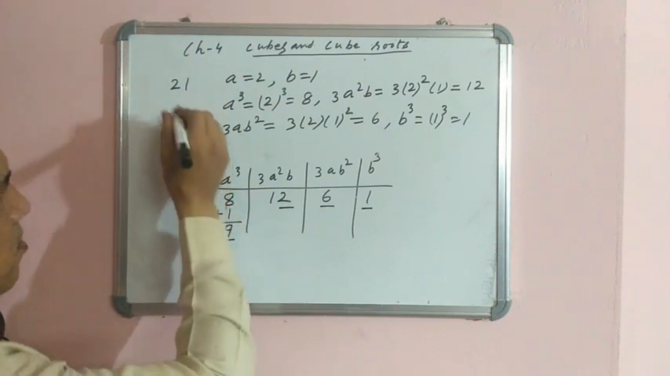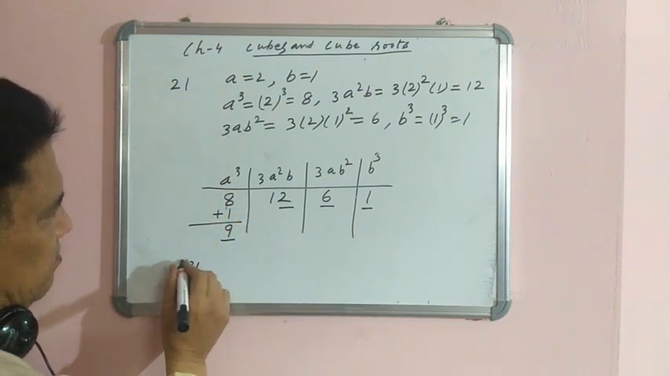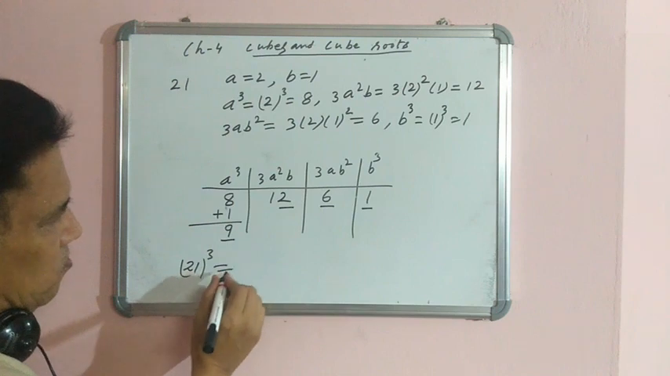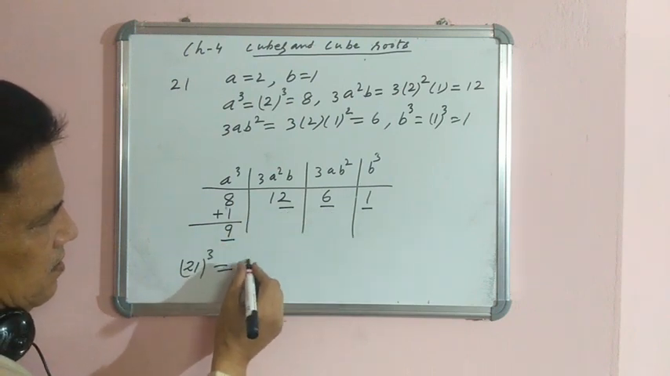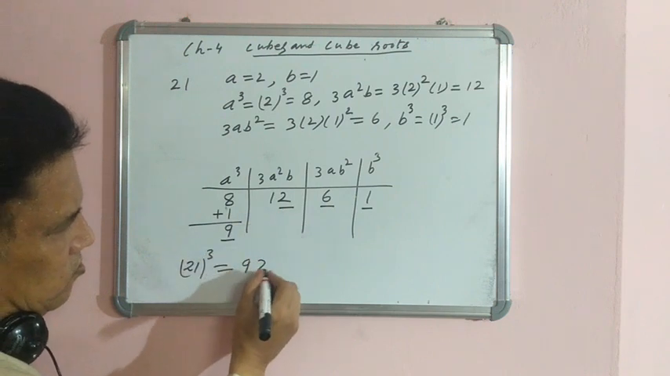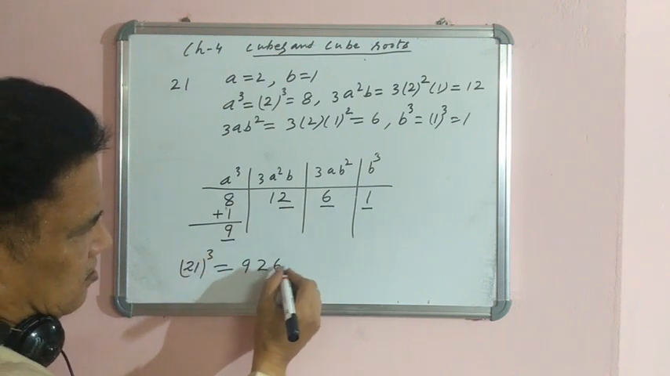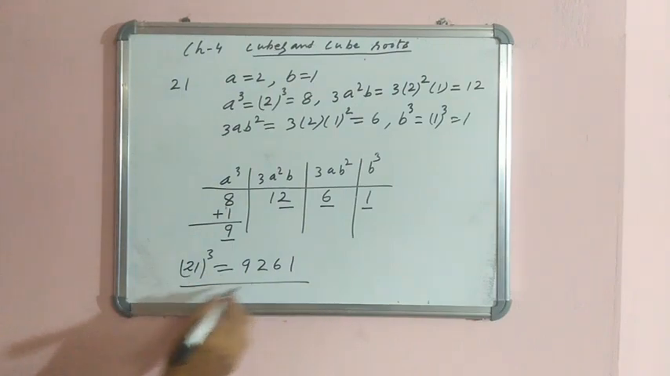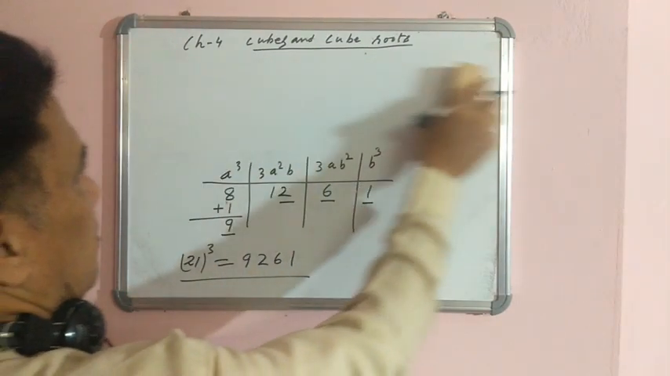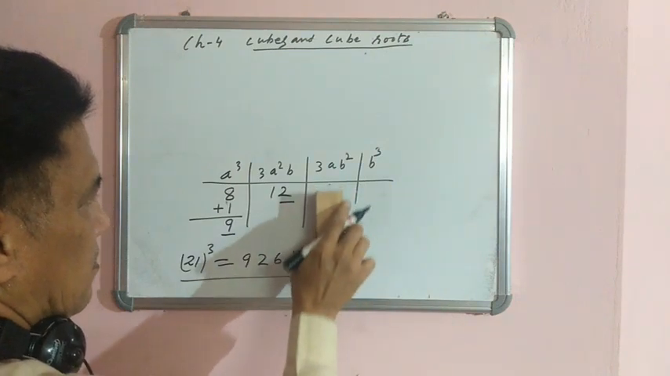So we have got the cube of 21, that is equal to, write down the underlined digits only. What is there? 9, then 2, then 6, then 1. So we have got the cube of 21.